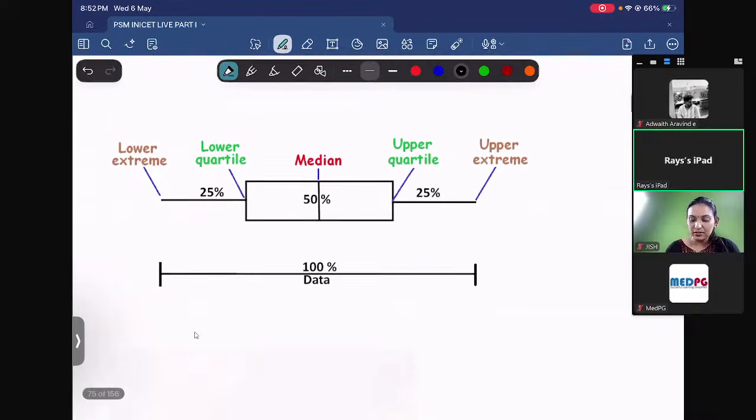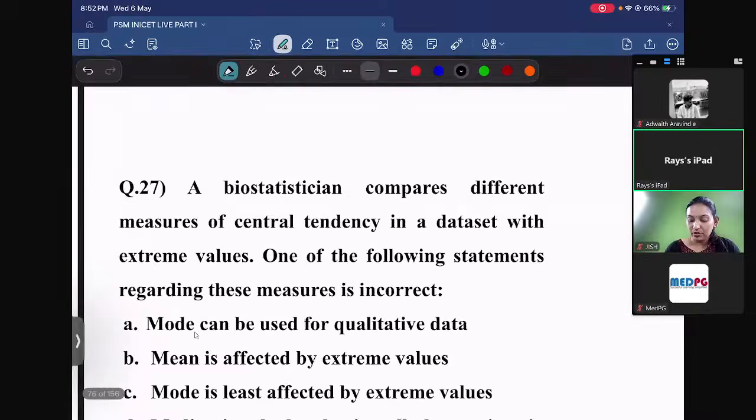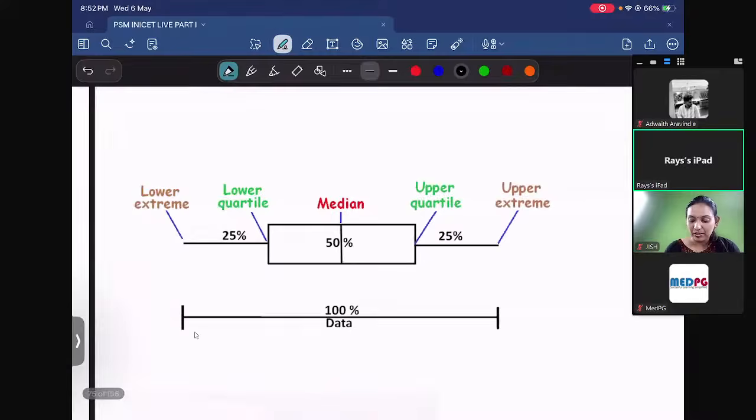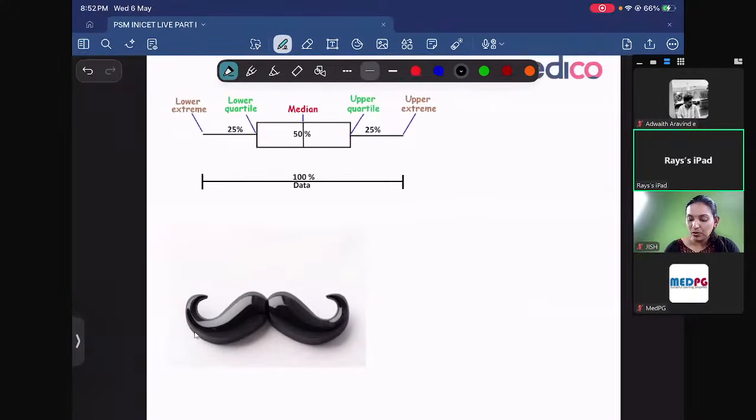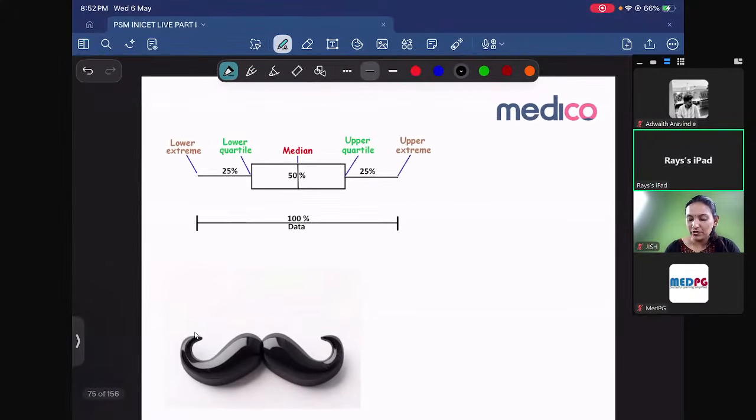What do you see here? This is your box and whisker. You see a box, and you see a whisker. So this plot is called a box and whisker plot. It actually is a way of representing data. You have a data set which you want to show diagrammatically, so you make use of the box and whisker.